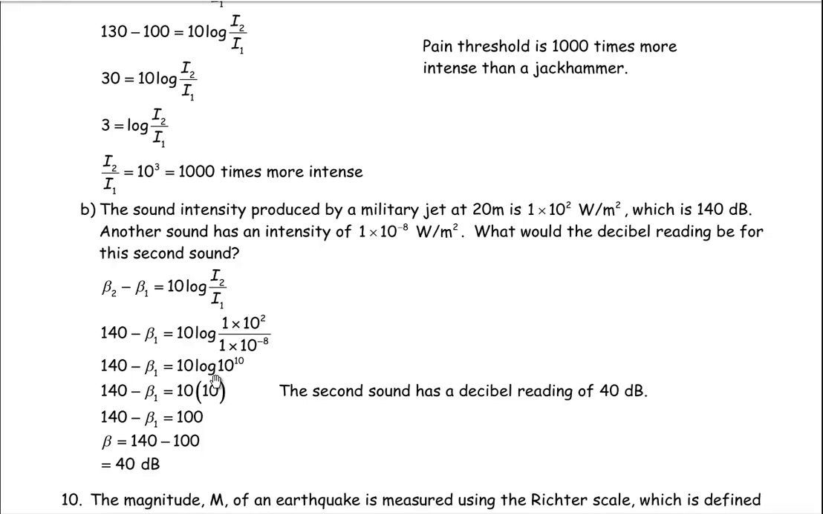Since the base of this logarithm is 10, log base 10 of 10 to the 10th has the base of the power and the base of the logarithm the same, so it would equal the exponent. You could type that in your calculator, but it would just equal that exponent, 10. So basically we just have 10 times 10 on the right here, which is 100. So 140 minus beta 1 is 100. So beta would be 140 minus 100. It had to be 40 decibels, since 140 minus 40 gives you 100. So the second sound has a decibel reading of 40.